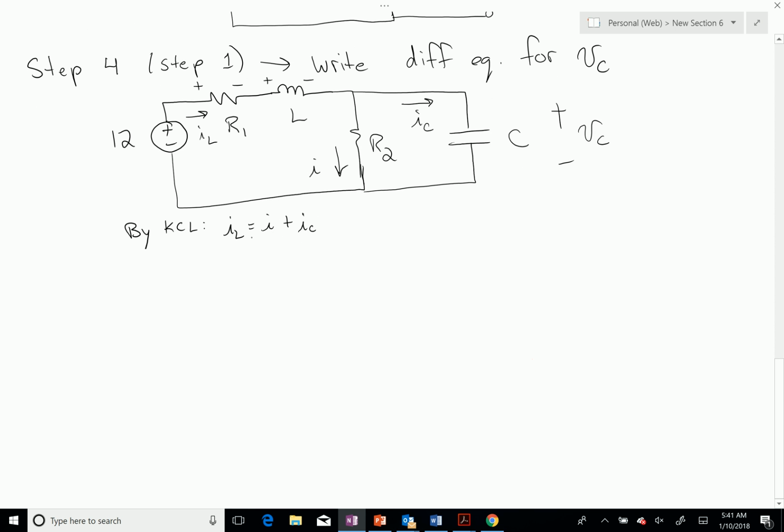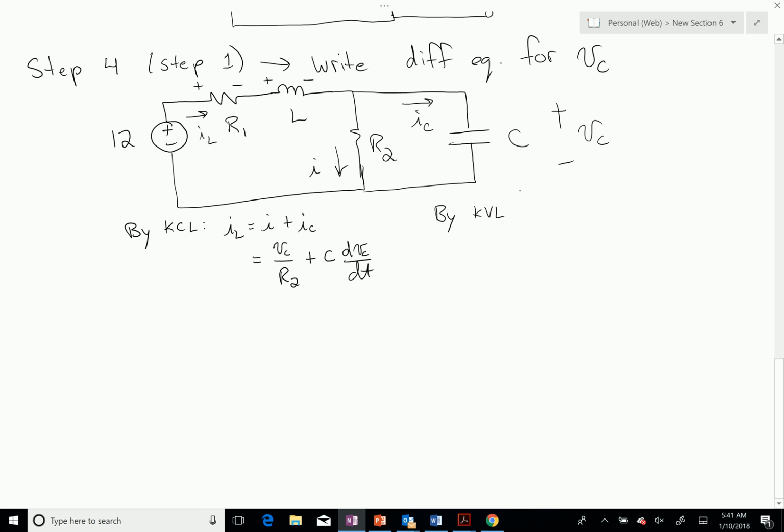So if IL equals I plus IC, the one thing that I clearly know from that is the current in the middle R2 is basically whatever the capacitor voltage is divided by R2, and IC is simply C dVc by dt.